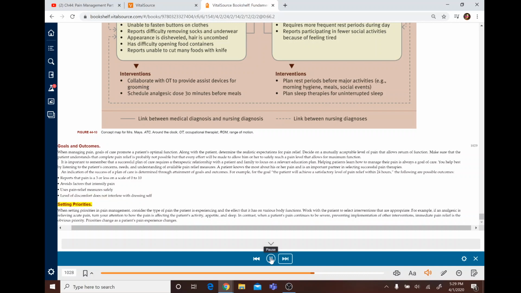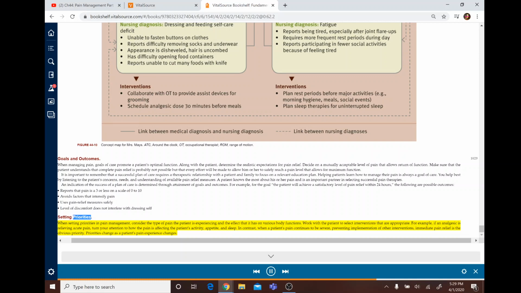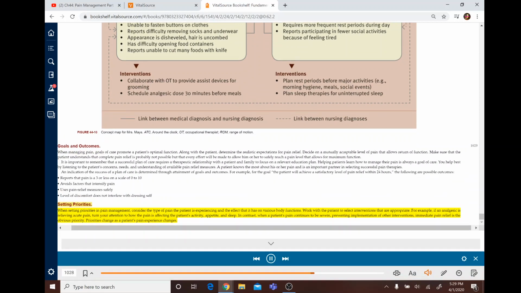Setting priorities. When setting priorities in pain management, consider the type of pain the patient is experiencing and the effect that it has on various body functions. Work with the patient to select interventions that are appropriate. For example, if an analgesic is relieving acute pain, turn your attention to how the pain is affecting the patient's activity, appetite, and sleep. In contrast, when a patient's pain continues to be severe, preventing implementation of other interventions, immediate pain relief is the obvious priority. Priorities change as a patient's pain experience changes.